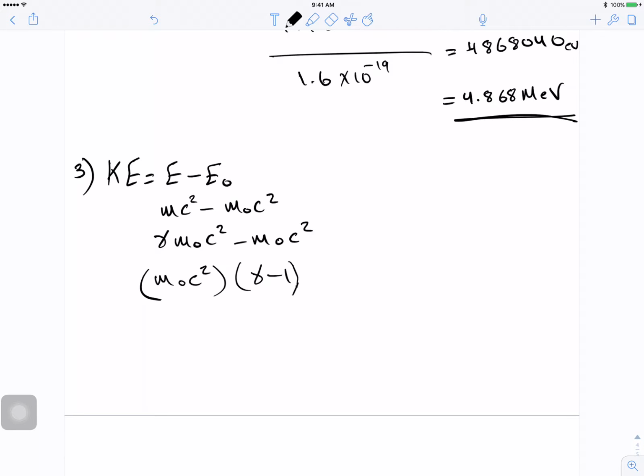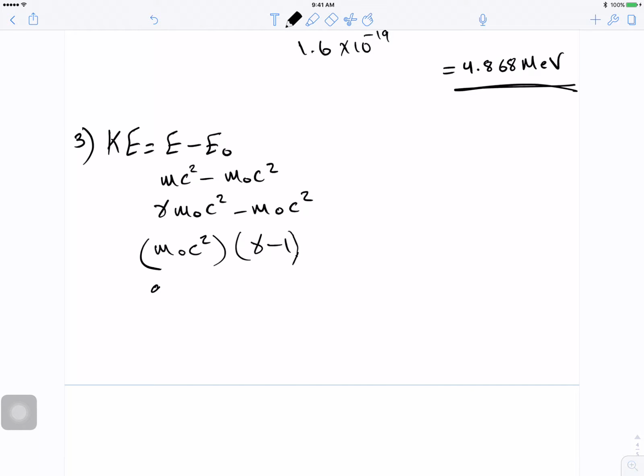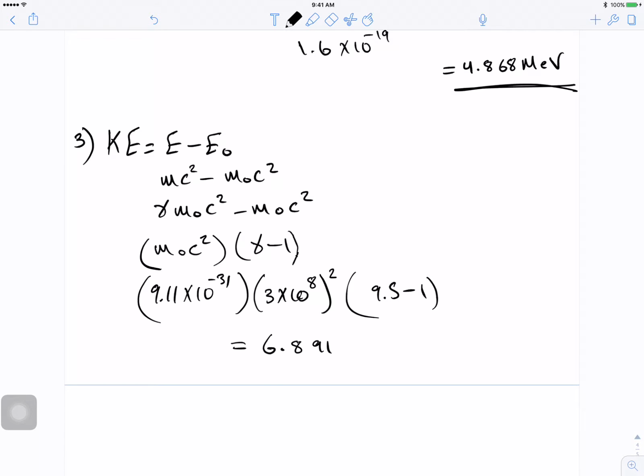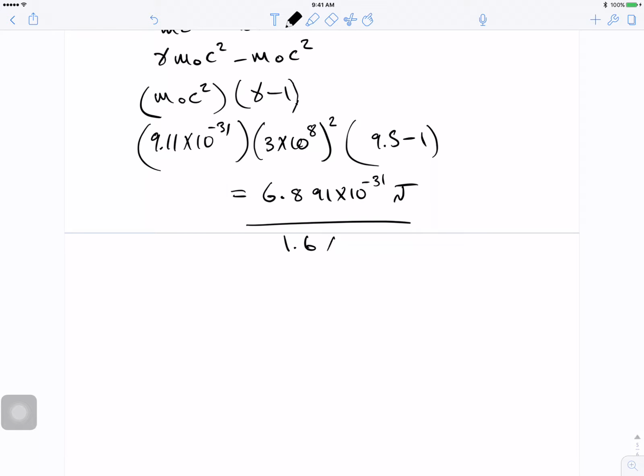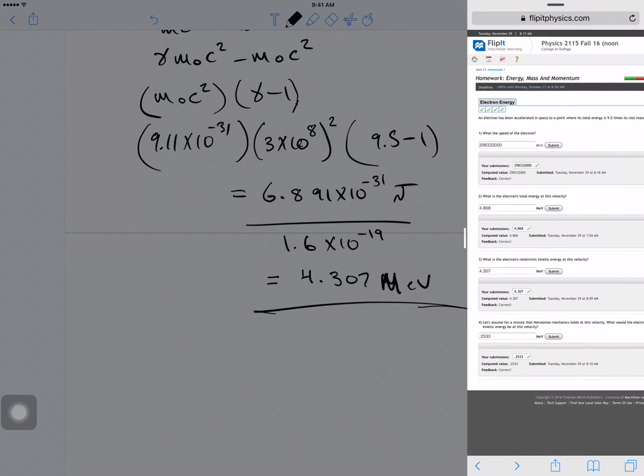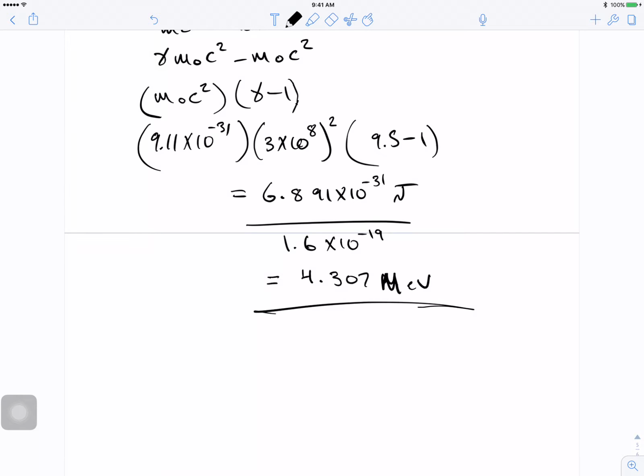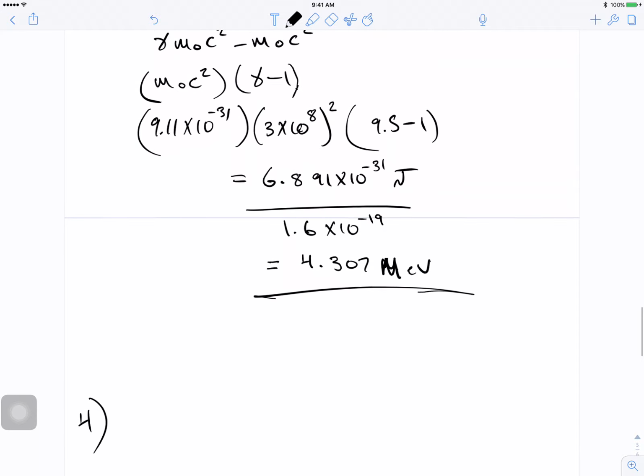So we put 9.11 times 10 to the negative 31, and then the speed of light, 10 to the 8 squared, times 9.5 minus 1. For this I got 6.891 times 10 to the negative 31 joules. We change this to electron volts by dividing by 1.6 times 10 to the negative 19, and I got 4.307 million electron volts. Okay, let's check that out. 4.37, correct answer.